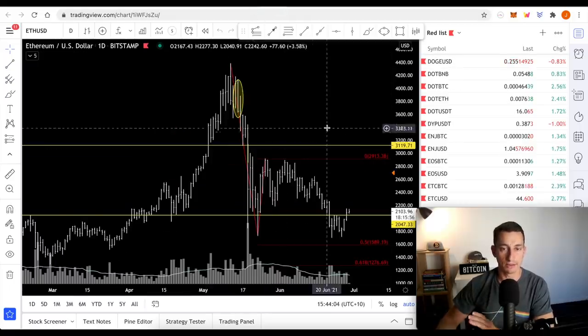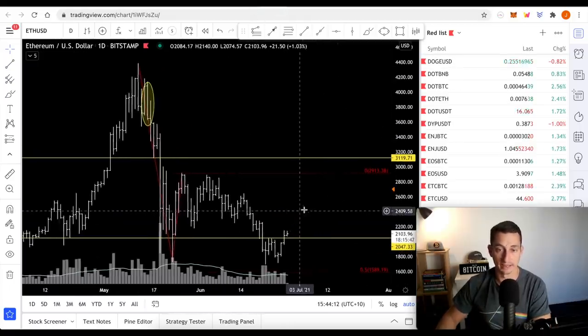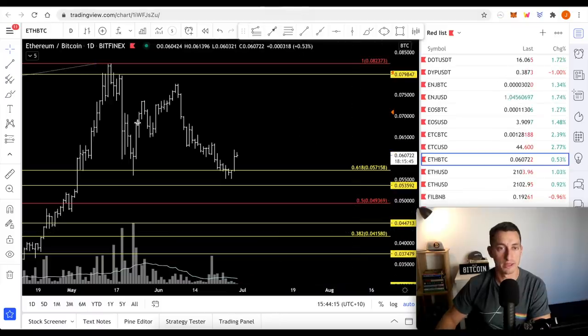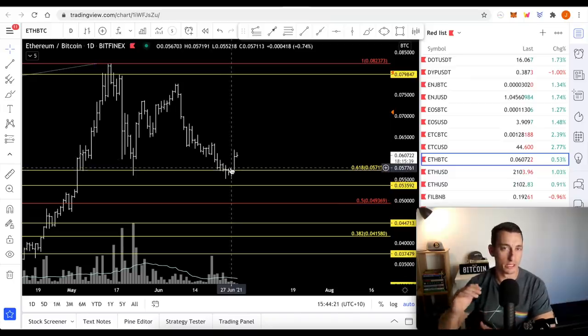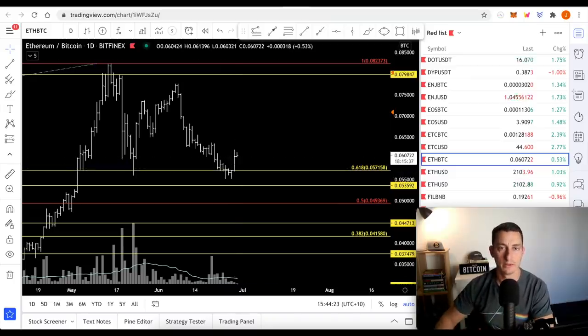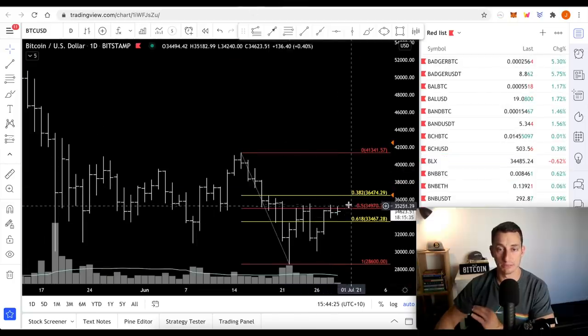Looking at ETH, it is steadily gaining. Of course, there's a lot of good news that's come out for ETH. The ETH BTC pair had a good push up. So Bitcoin's been reasonably steady between that $30,000 and $36,000 level. And 36 is a really key point for Bitcoin to break.